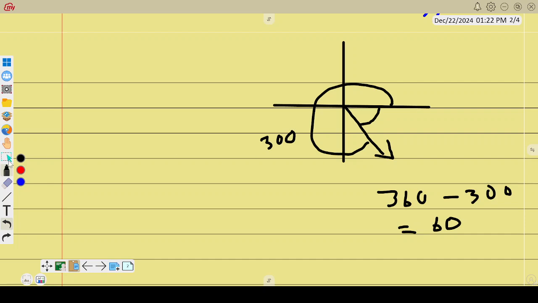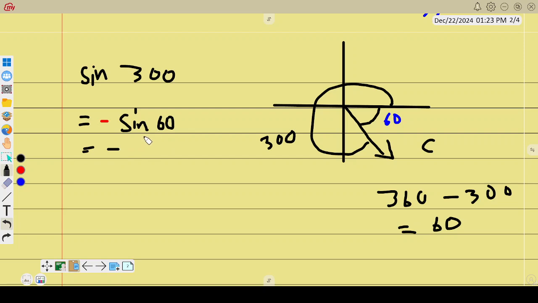Okay, so our helping angle is 60. So we can evaluate. We are told to evaluate sine 300. So sine 300 is the same as saying sine 60. And this is the fourth quadrant. In the fourth quadrant, only cos is positive. All students take chemistry. So meaning sine will have a negative. And from there we'll say this will be negative.